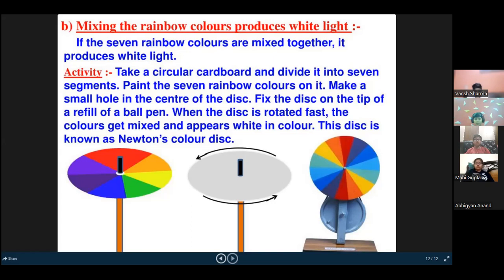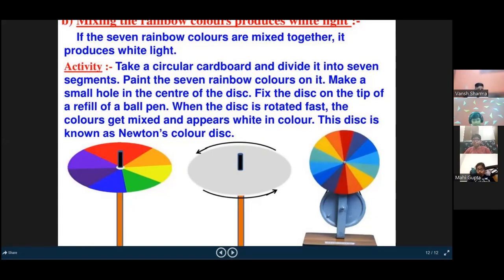But if we set a motor behind it, then what happens? It moves quickly. And which color are we able to see? Yes, ma'am, white color. Yes, we are able to see a grayish color, and that shows that it is not exactly pure white, but a grayish color.